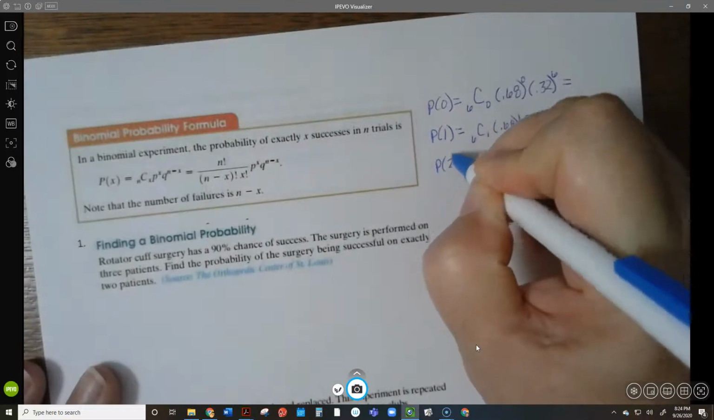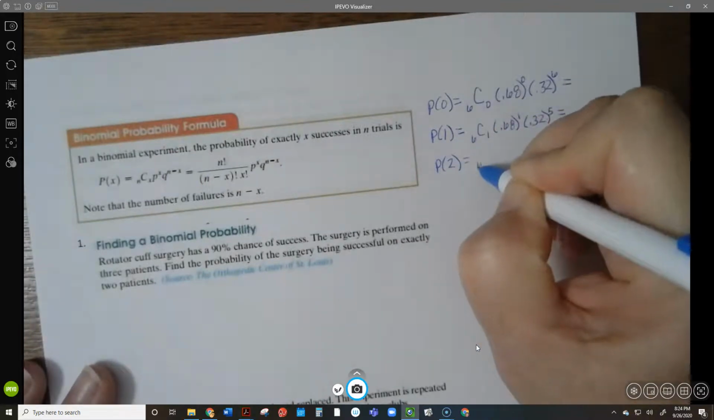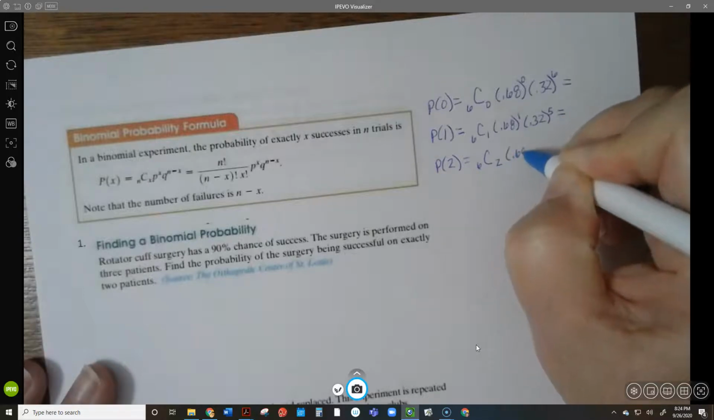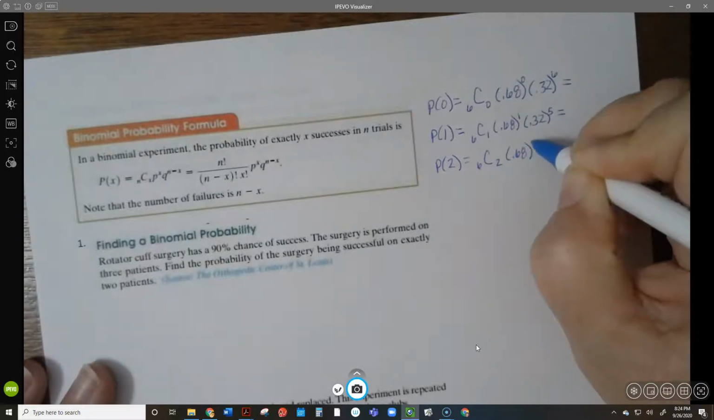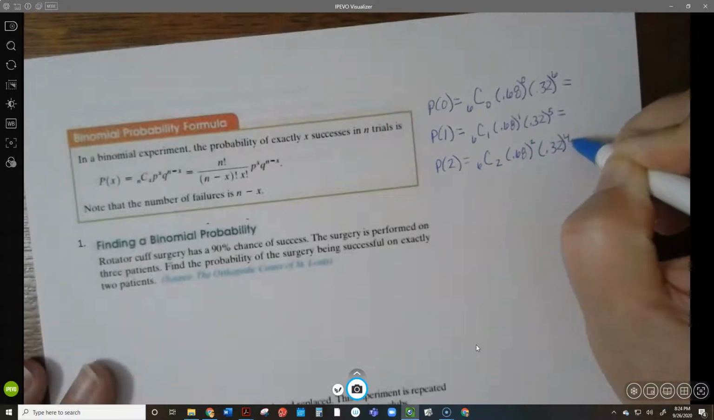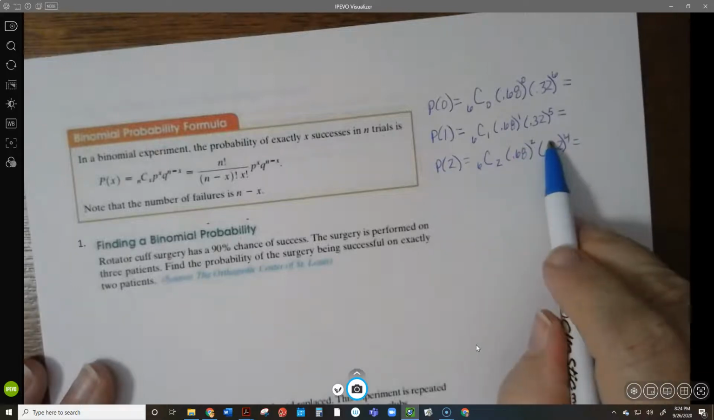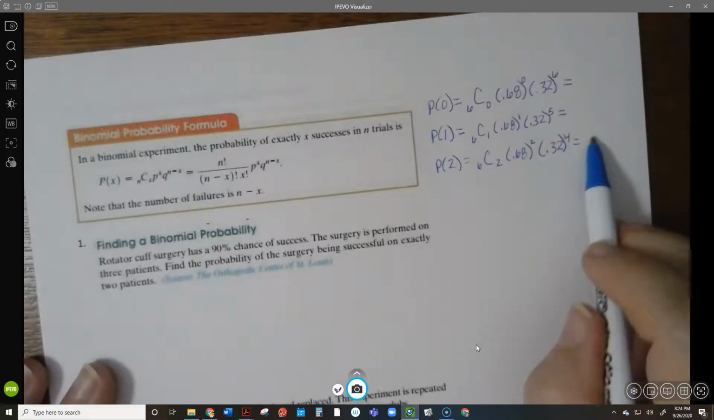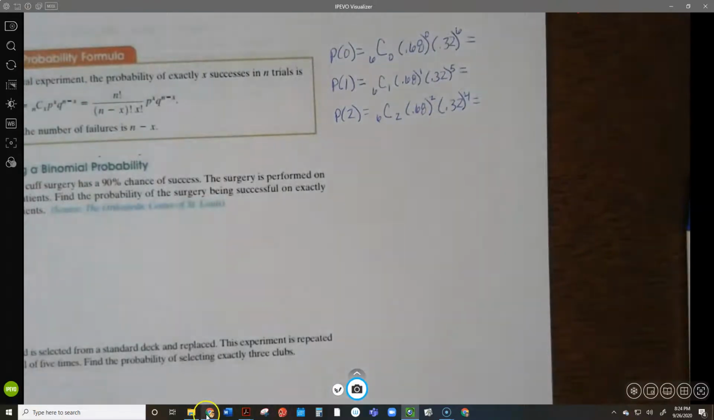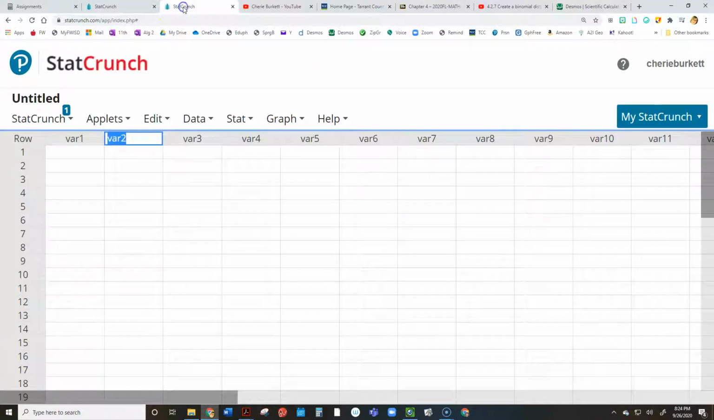Now I'm going to do you one more. So this one would be 6C2 times 0.68 to the 2nd power times 0.32 to the 4th power. And then you would just type that in and you would get the number. Now I'm going to show you how to do it on StatCrunch, because on StatCrunch you don't have to type all that in. So let's go over here to StatCrunch.